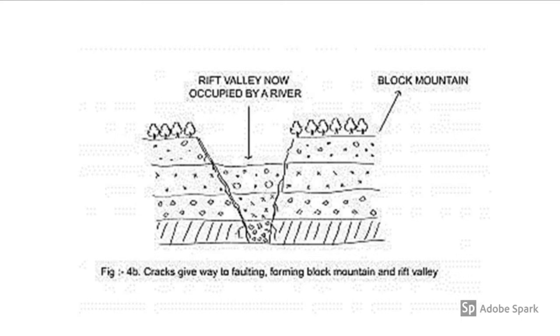Now what happens is when you have this happening and you have fracturing that occurs, you may end up with the piece in the middle descending downwards and then becoming a rift valley. So this is actually how rift valleys are formed, through tensional forces.